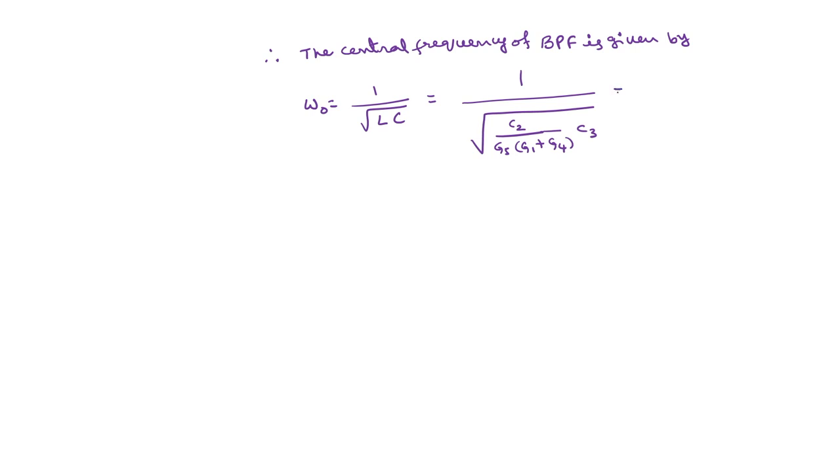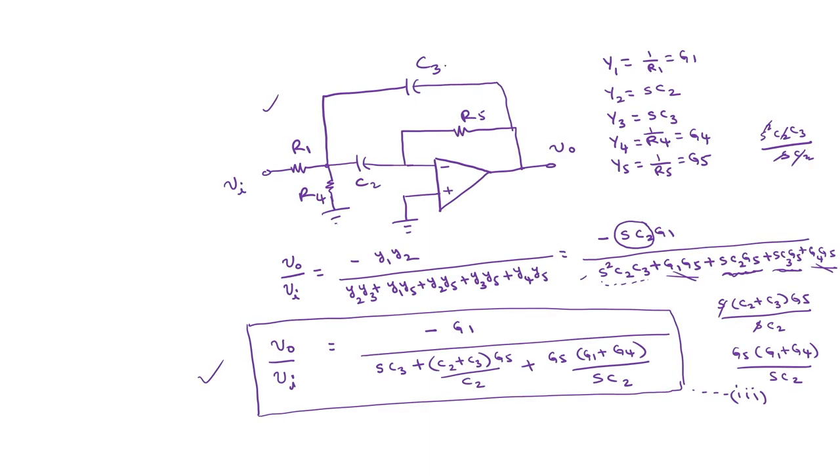So, this is equal to now square root of G5 into G1 plus G4 divided by C2 C3. So, G1 is nothing but 1 by R1. Similarly, G4 is 1 by R4, G5 is 1 by R5. So, if I substitute this, you will get this expression in terms of R's and C's. With these R's and C's, we have expressed the central frequency of this band pass filter.